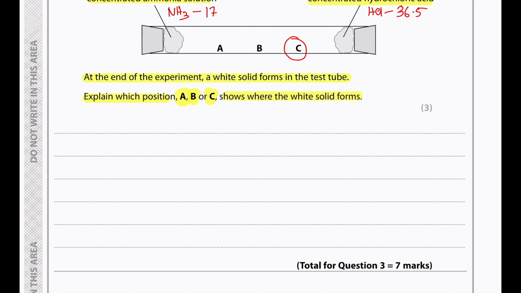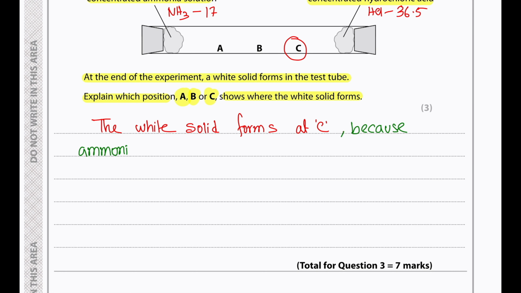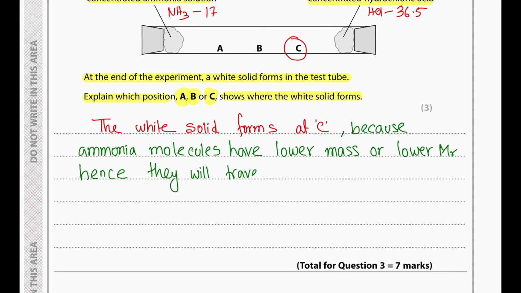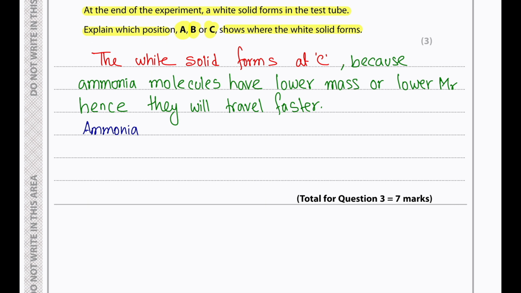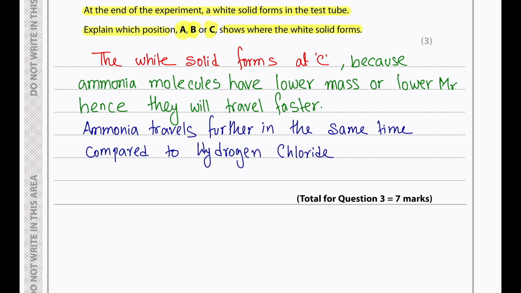So first of all, we will choose the region C because ammonia molecules have lower molecular mass, hence they will travel faster than the hydrogen chloride molecules. So they will travel further in the same time than the hydrogen chloride molecules, and when ammonia and HCl react, they will produce ammonium chloride, which will be close to C.